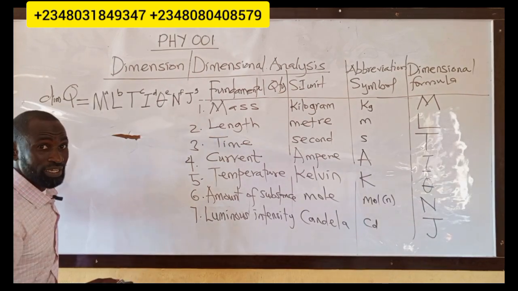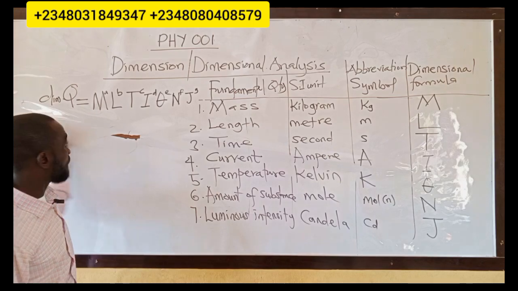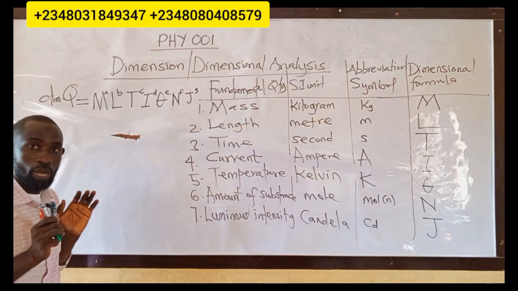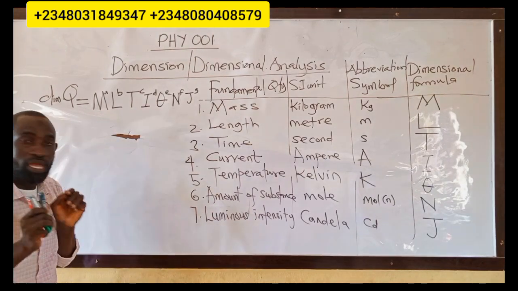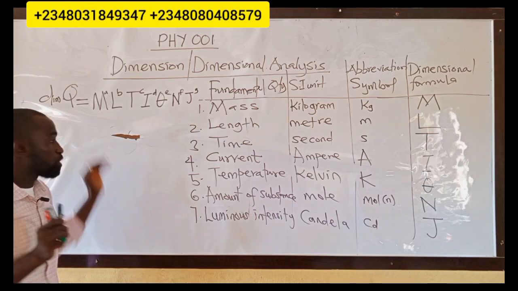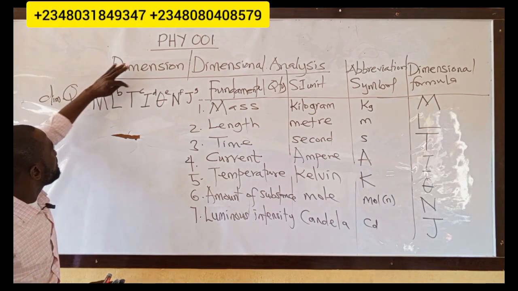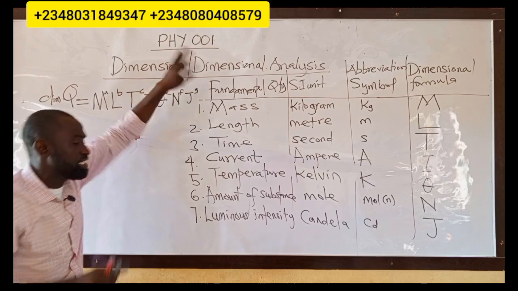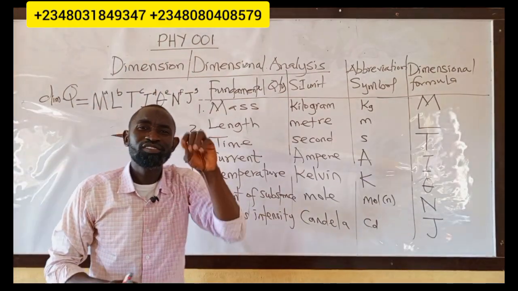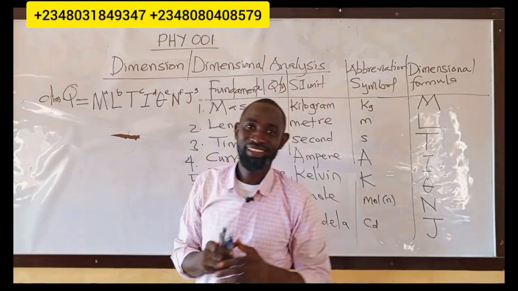form. It does not mean that all of them must appear. We can have 2 of them appear, we can have 3, we can have 4 of them appear, but it's not a must that all of them should appear. So, what are these things? A, B, C, D, E, F, G. They are what we call dimensional powers.